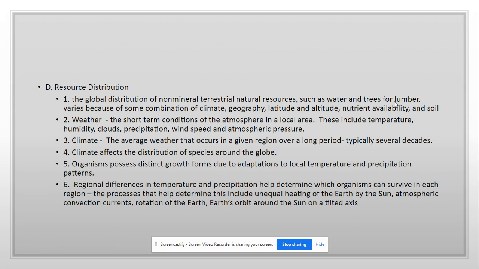We can see that weather here is the short-term conditions experienced in our atmosphere in a local area. These things include temperature, humidity, and clouds on a daily basis, versus climate, right? This is our average weather over a given region over a given amount of time. So organisms possess distinct growth forms due to adaptations to local temperature and precipitation, and those regional differences help to determine which organisms can survive.